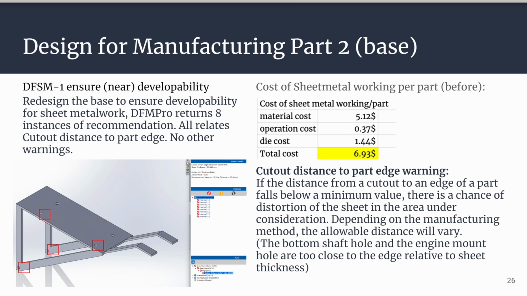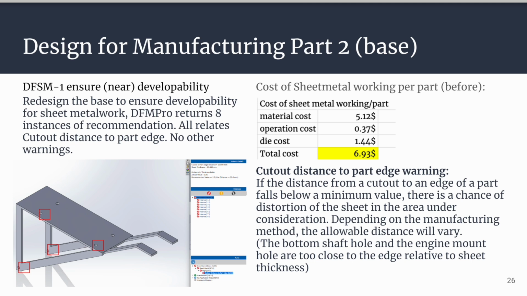The base was redesigned before the DfM analysis to ensure its developability for metal sheet work. After this initial change, the cost of metal sheet working per part comes down to $6.93 per part. DfM Pro gave 8 instances of cut-out distance to part edge warning.